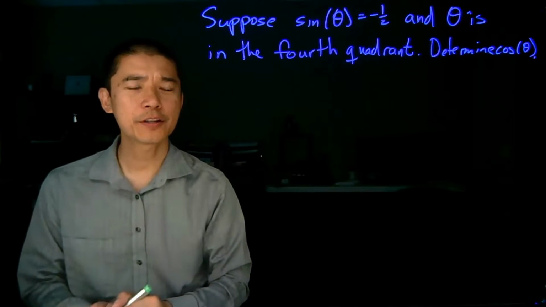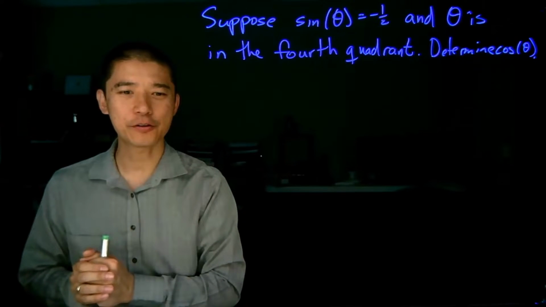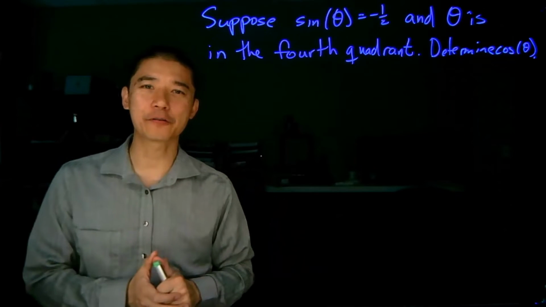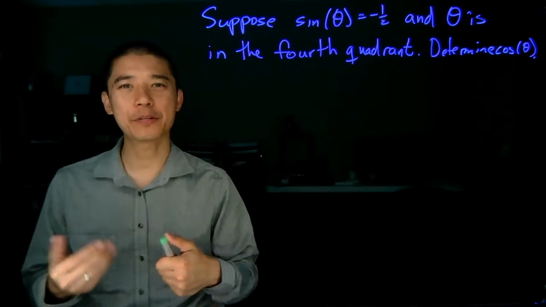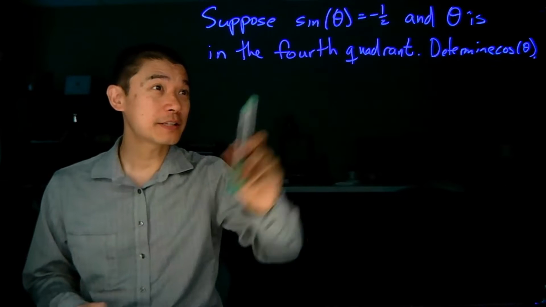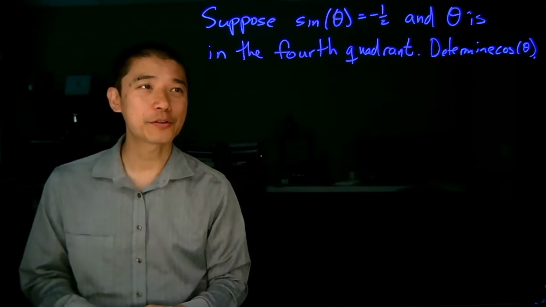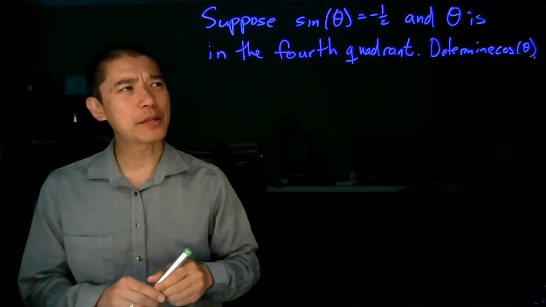One of the interesting things we can do with the Pythagorean identity is that if we know the value of sine or cosine, we can find the value of the other function as long as we have one more piece of information. So let's take a look at this example. Suppose that sine of theta is equal to -1/2 and theta is in the fourth quadrant. Determine cosine of theta. Well, let's think about this for a moment.